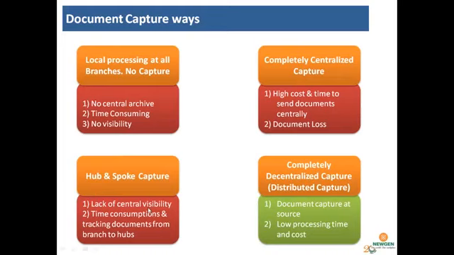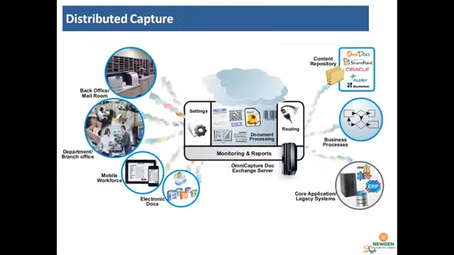Hub and spoke capture, lack of central visibility. You create regional hubs where the documents come in. So there is time consumption and tracking of documents from those branches and hubs. Completely decentralized means you can capture the document at the source itself, either at the branches or when you meet the customer. So let us see the architecture of distributed capture.